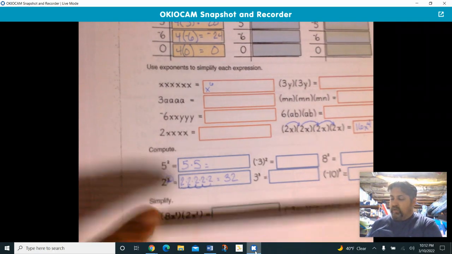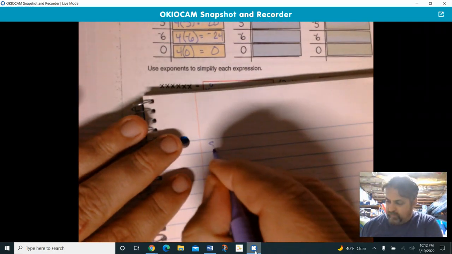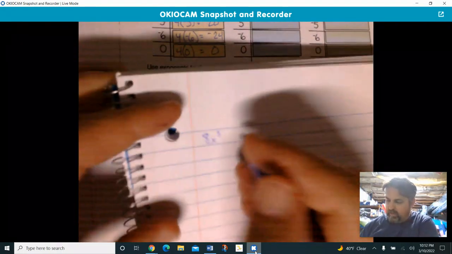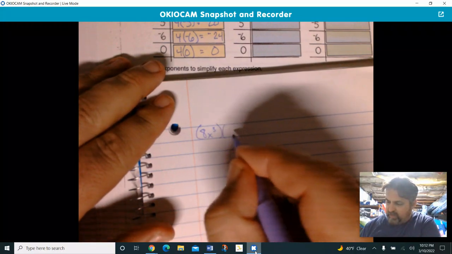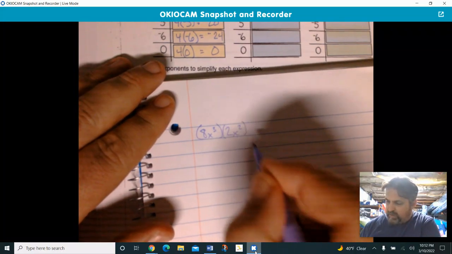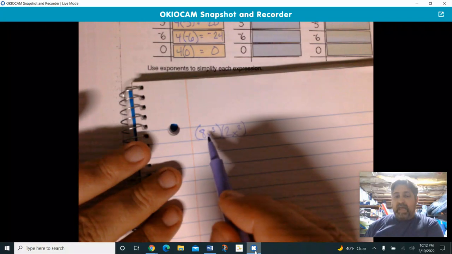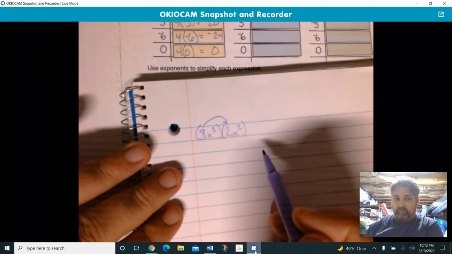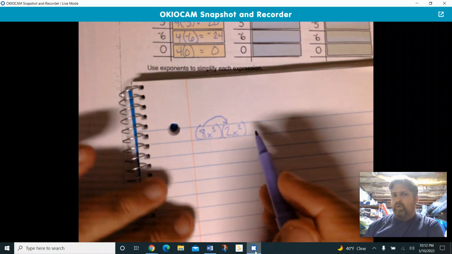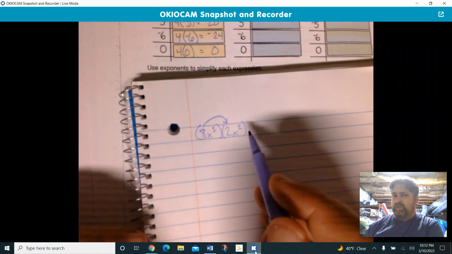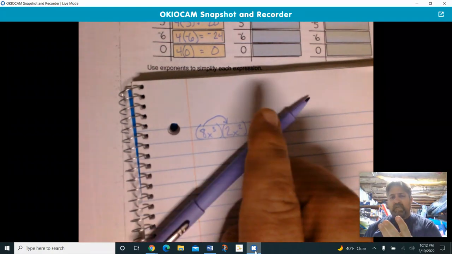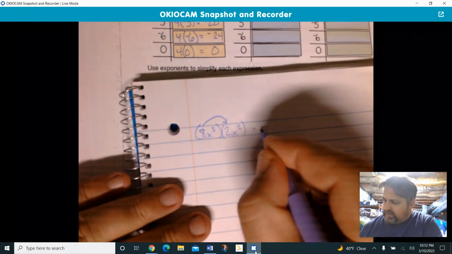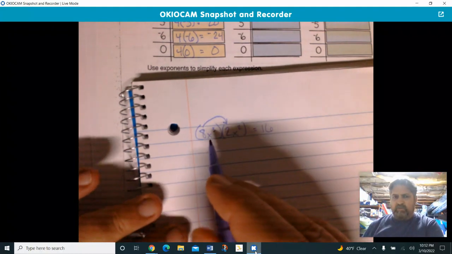8x to the third times 2x squared. 8x to the third power. Let's make sure I copy this down right. Times 2x squared. So I have to take my 8 times my 2. Right? What is 8 times 2? Use your chart if you want to. Use your fingers if you want to. 2, 4, 6, 8, 10, 12, 14, 16. All right. Equals 16.